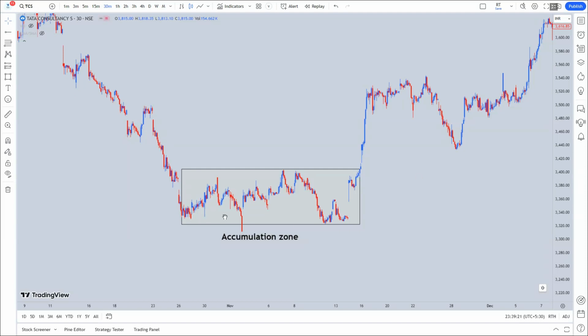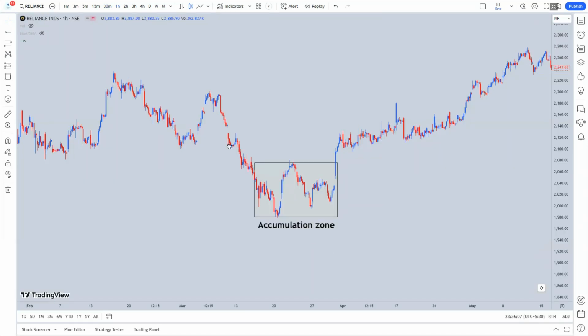Okay, simple. So this is a perfect example of an accumulation zone. I'm going to give you one more example. See here, the market actually created, after a downtrend, a sideways momentum and started breaking towards the higher side actually, right? And this is a perfect example of an accumulation zone.